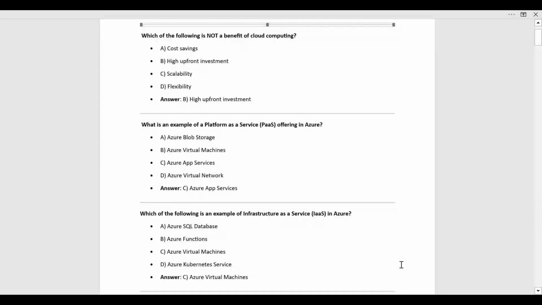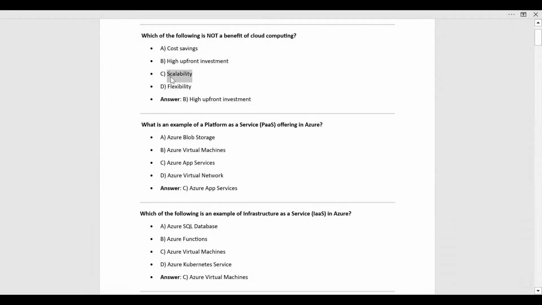So this is one of the questions: which of the following is not a benefit of cloud computing? The options they have provided are cost saving, high upfront investment, scalability, and flexibility. We have discussed this. This is the keyword you have to see properly: not a benefit. That is what they're asking. Cost saving is a benefit, because for what you are going to use, for that only you are going to pay. So it is cost effective. So this is not the answer.